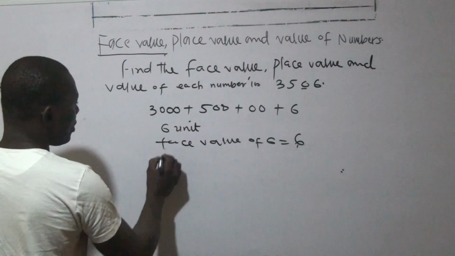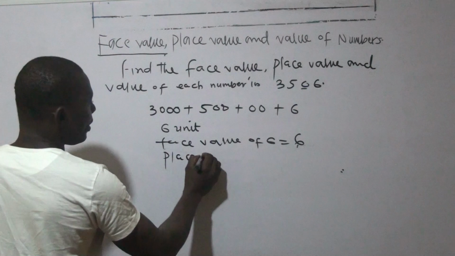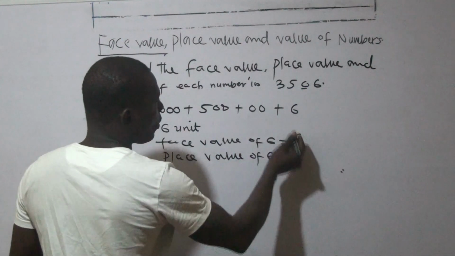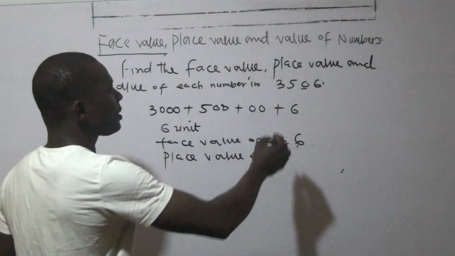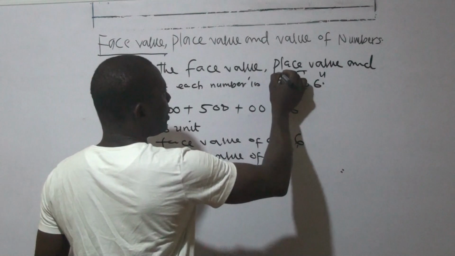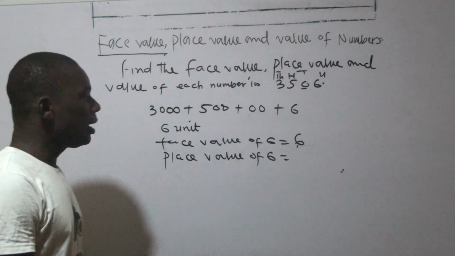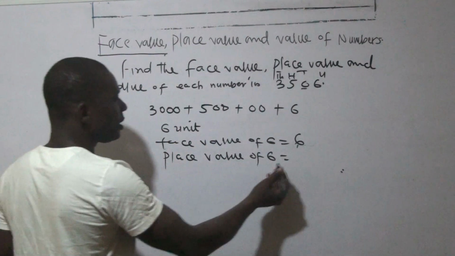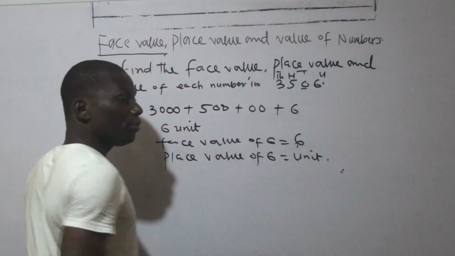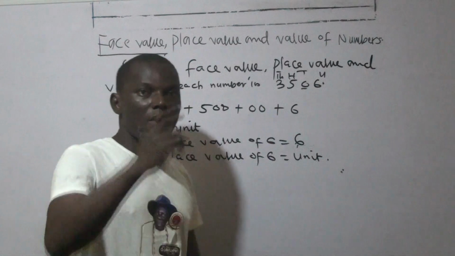Then the place value, where is 6 standing? Place value of 6. Where is 6 standing? Standing on the units. So this is unit, tens, 100, and 1,000. Okay? Now the place value of 6 is what? Unit. Unit here also means ones or 1.